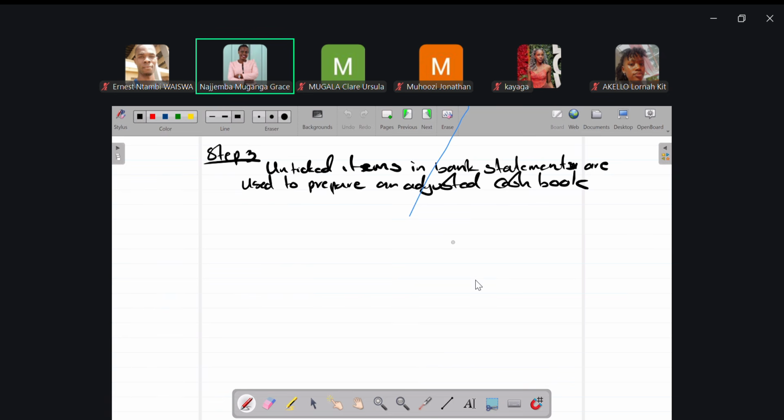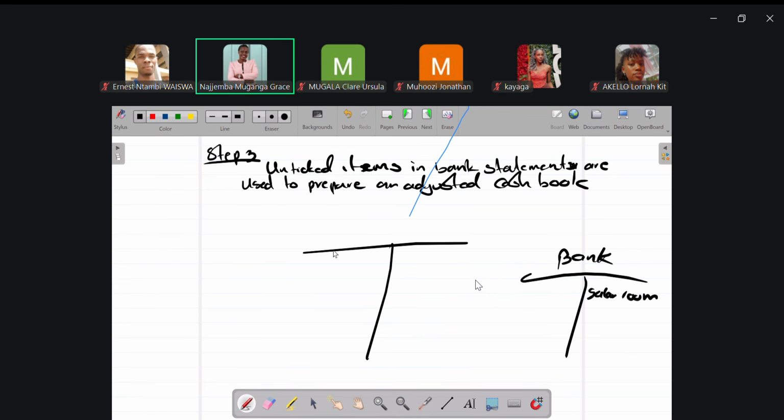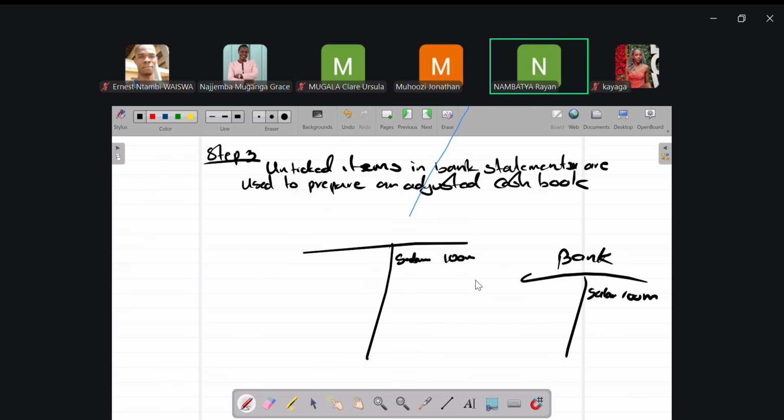Like someone telling you, you had some transactions in the bank on the credit, maybe you paid salaries over 100 million. It's unticked, meaning it did not appear in the cash book. So come, draw up your cash book and post it there. Salaries are payment, so that means they should be here. Post the items there. Is that clear? Guys, are you following? Yes. Very good.